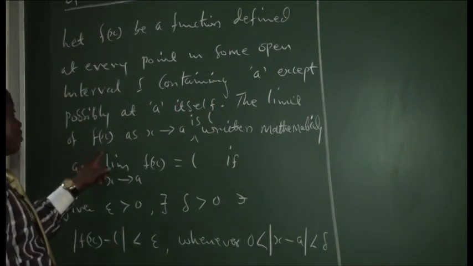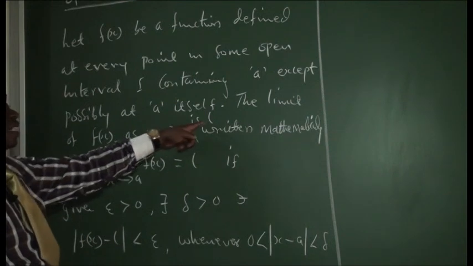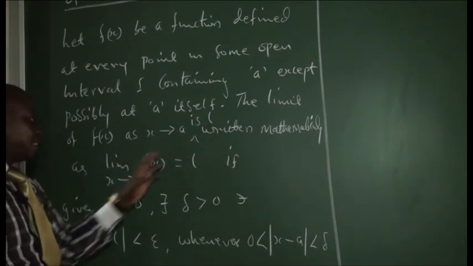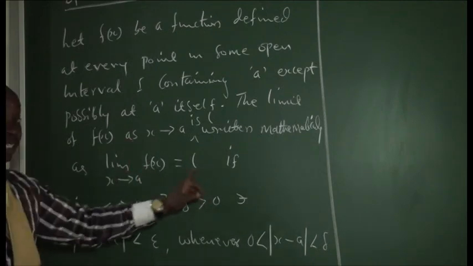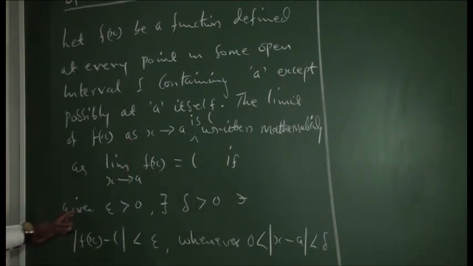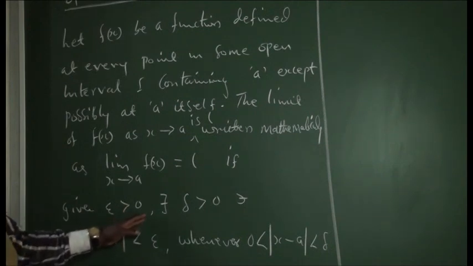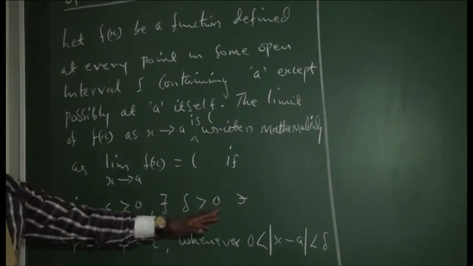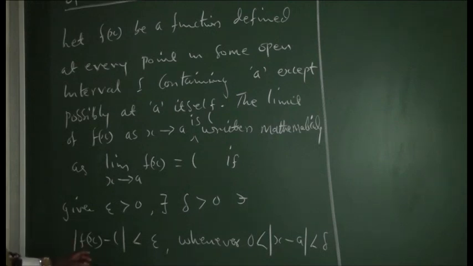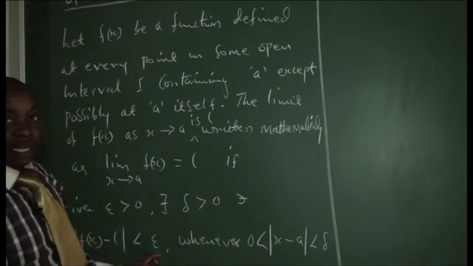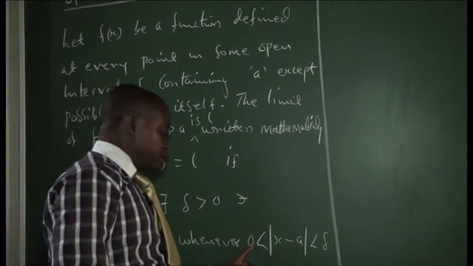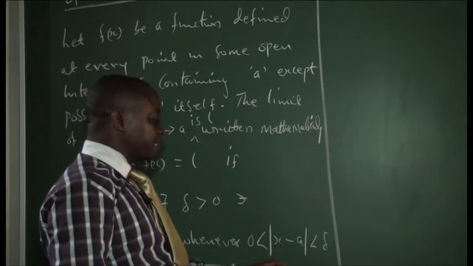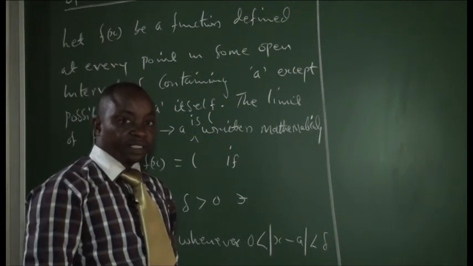Now the limit of f of x as x approaches a is L, written mathematically as the limit of f of x as x approaches a equals L, if given epsilon greater than 0, there exists delta greater than 0, such that the absolute value of f of x minus L will be less than epsilon, however small, whenever 0 is less than the absolute value of x minus a and less than delta.